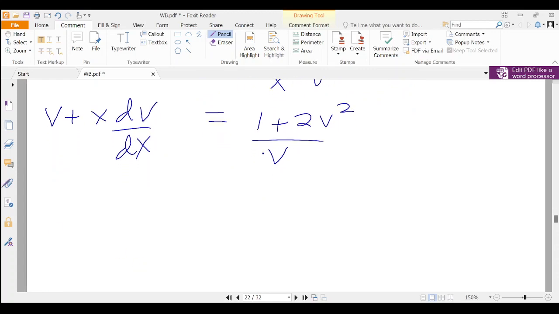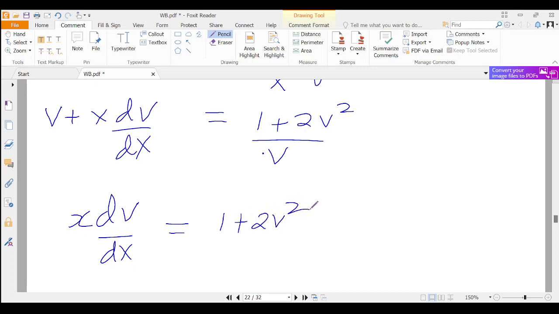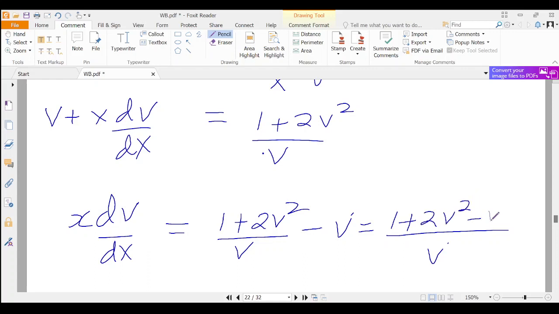So the v, the single term, the first term here on the left hand side, we move it to the right hand side, so that we leave on the left hand side x times dv by dx, which will be equal to (1 plus 2v squared) divided by v, minus v. This is v divided by 1, meaning that we can put these terms at a common denominator, which is v. Then we shall have 1 plus 2v squared minus v times v, which is again v squared.